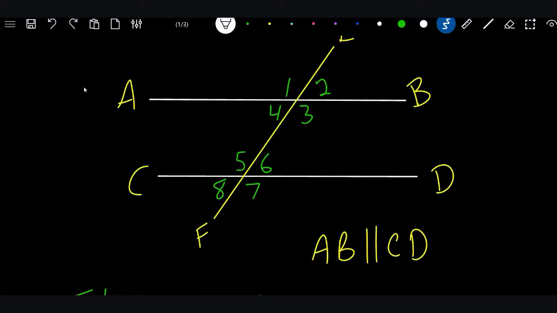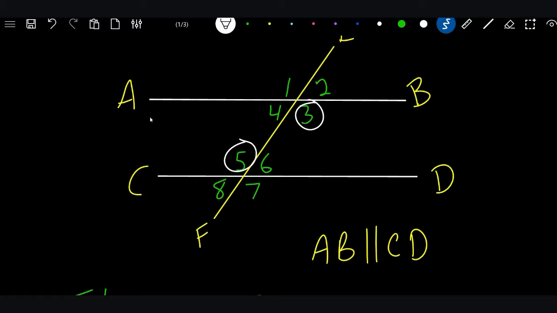All right, the next Corollary 8.3. When two straight lines are cut by a transversal. Now, these aren't even necessarily parallel. It just says when two straight lines, doesn't say parallel lines, are cut by a transversal, if the sum of the interior angles on the same side of the transversal does not equal a straight angle, then the two lines are not parallel. So this one's kind of like almost the inverse of 8.2. In other words, if 3 and 5 do not equal 180, then the lines are not parallel.